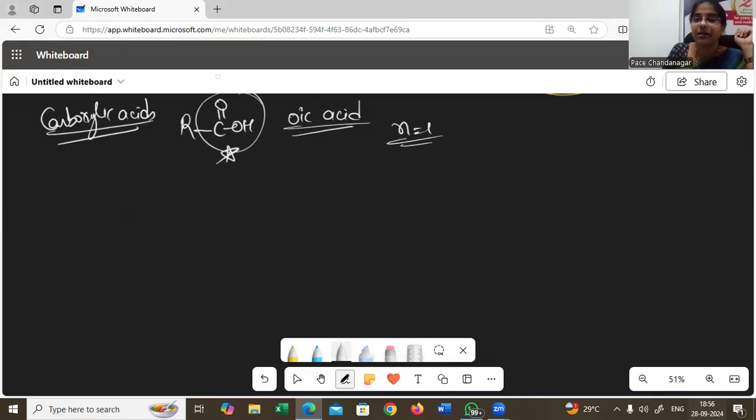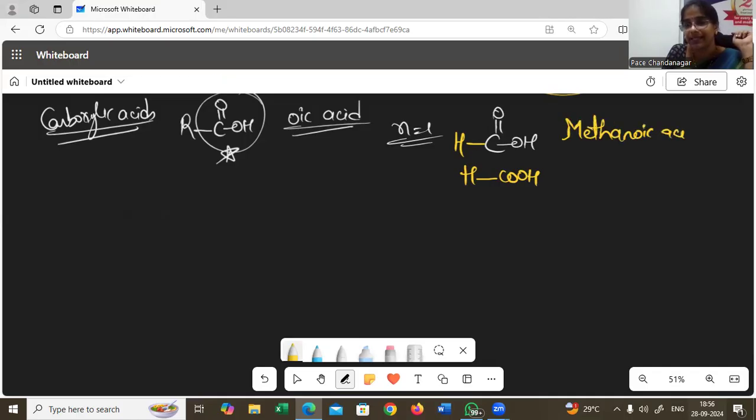If N equals 1, one carbon, double bond O, OH, I have shown, then this carbon is still not satisfied. Carbon has only 3 bonds there, so one more has to be hydrogen. So this is HCOOH. This would be your methanoic acid. Methanoic acid is your IUPAC name. Or what else can we say? This is your formic acid. Formic acid. That was formaldehyde. Aldehyde N equals 1 is formaldehyde, right?